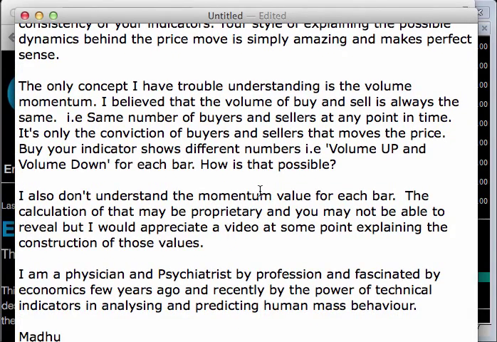I'm a physician and psychiatrist by profession. I'm fascinated by economics a few years ago, and recently by the power of technical indicators in analyzing and predicting human mass behavior.